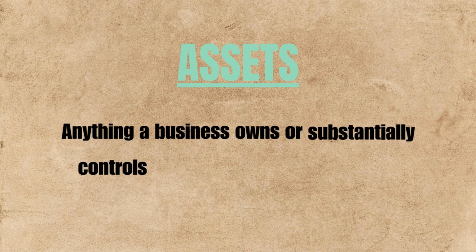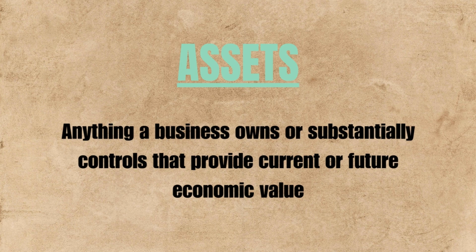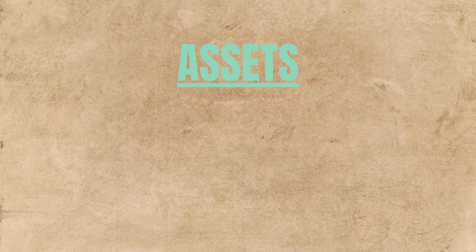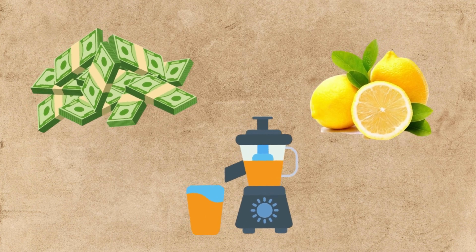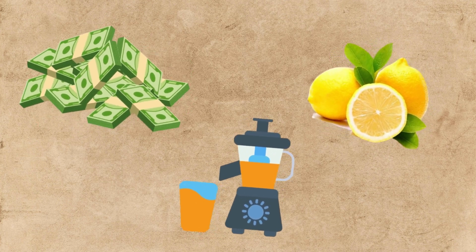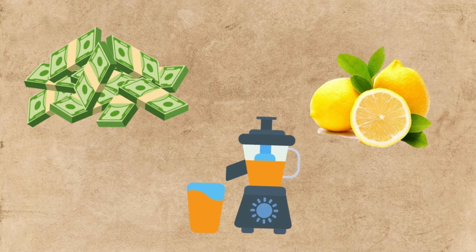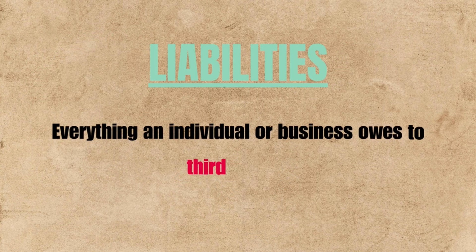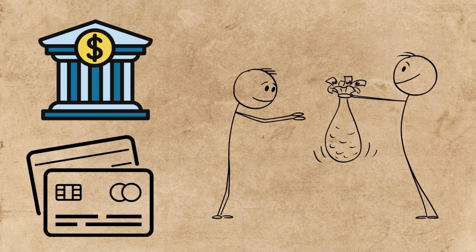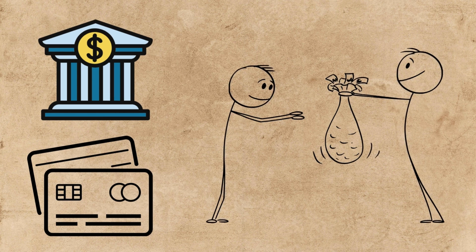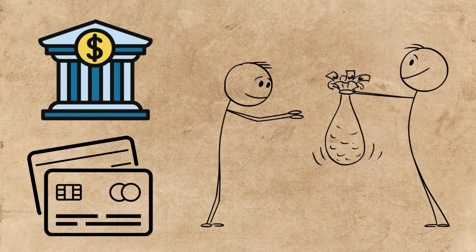Assets are anything a business owns or substantially controls that provide current or future economic value. Examples of assets are things like cash, equipment used by a business, inventory that's going to be sold, and so forth. The liabilities are everything an individual or business owes to third parties. Liabilities may include bank loans, credit card balances, or money borrowed from friends.